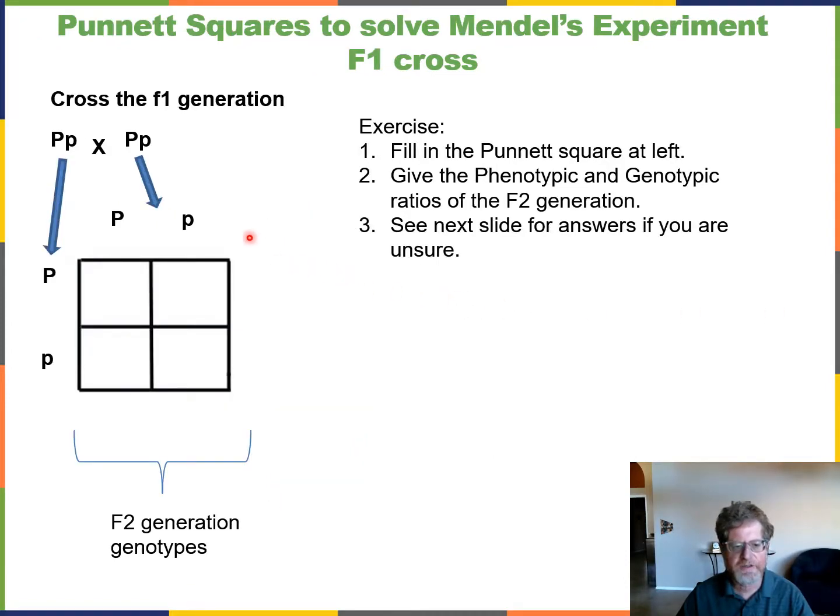Then Mendel took the F1 generation that was all heterozygous, big P, little p, and he crossed them with one another. You can go ahead and do that cross, see what you get, fill in the phenotypic ratio, what did all four look like, fill in the genotypic ratio, what were the genetics. Okay, once you've done that, the answer is on the next slide.